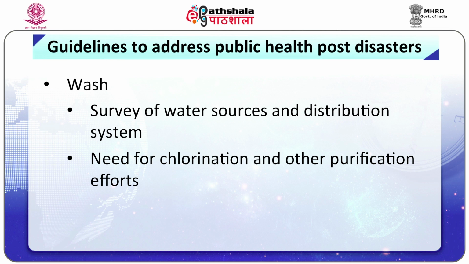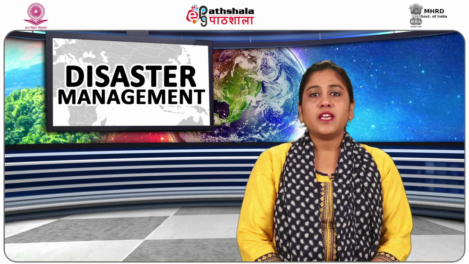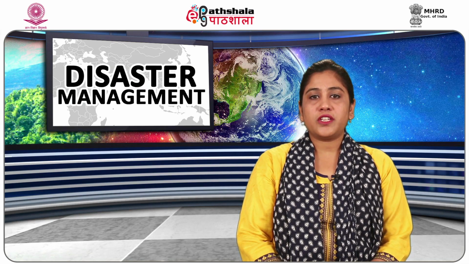Sixth, water supply. A survey of water sources and distribution systems must be undertaken at the earliest to gauge their physical integrity, remaining capacity, bacteriological and chemical quality. The need for chlorination and other purification efforts must be met. Sanitation efforts must ensure waste and excreta disposal occur at a safe distance from water sources. Seventh, sanitation and hygiene efforts must also ensure that safe washing, cleaning and bathing facilities are available. Emergency latrines are set up and efforts are channeled toward an intensified vector control program.